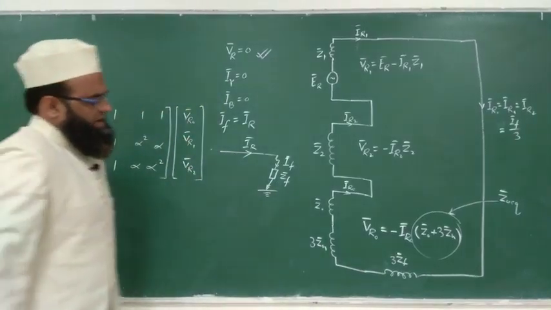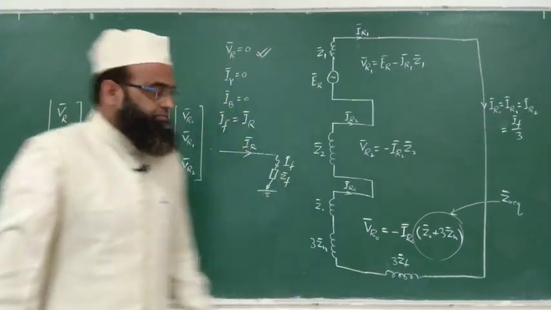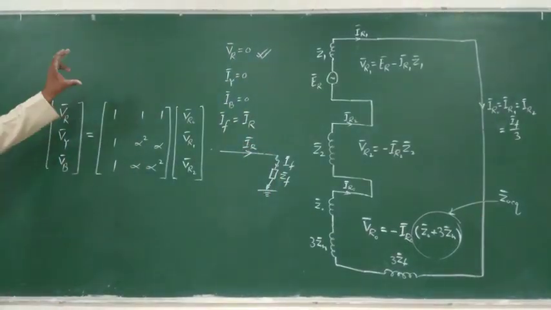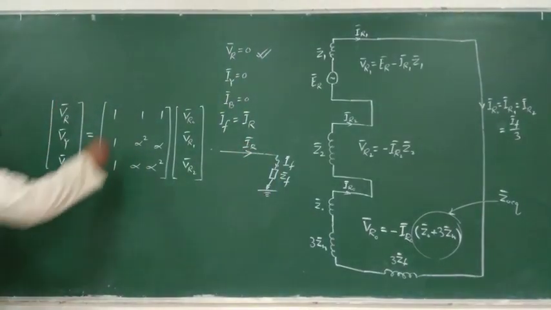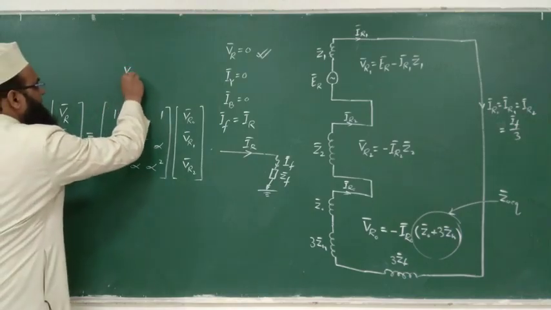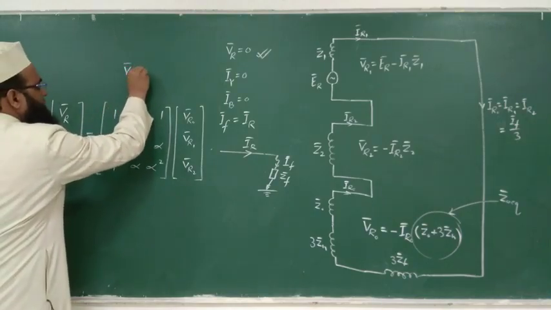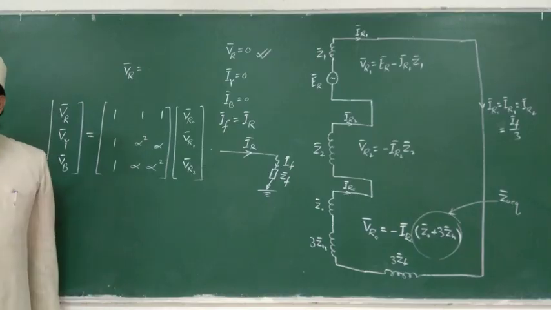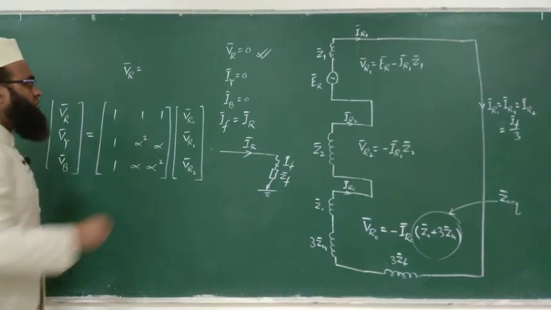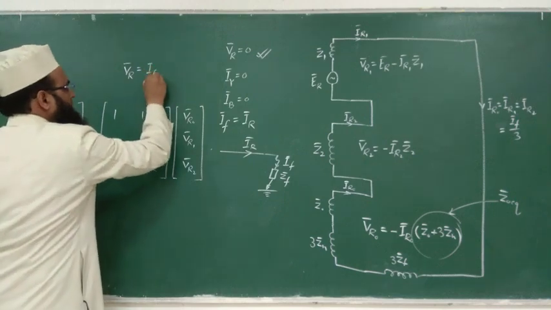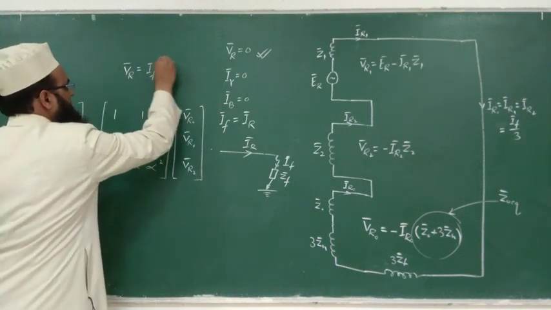Another way to analyze this ZF is that VR will now be equal to, earlier without ZF, VR was equal to 0 as R phase is touching ground. Now the drop VR will be equal to IF ZF, is not it? IF ZF.